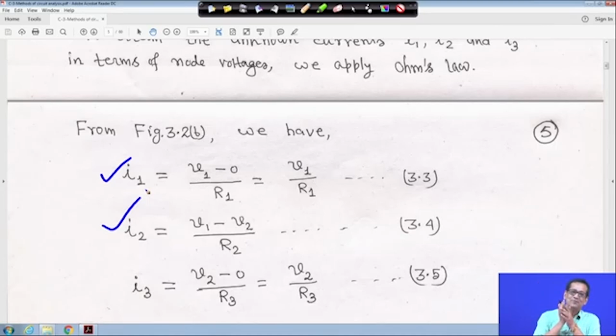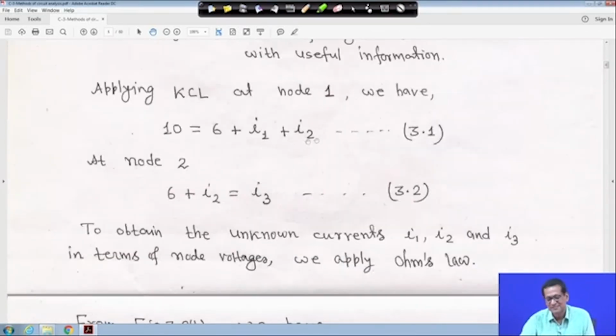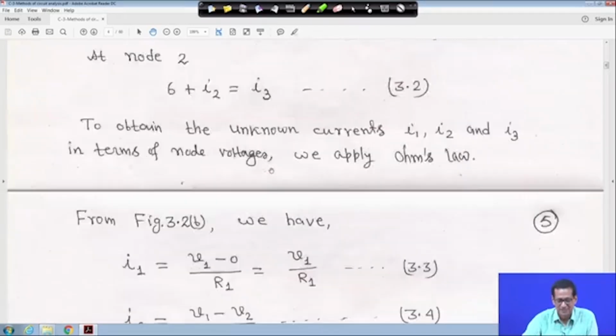I2 means in that branch 2, current flowing from node 1 to node 2. You go back to the circuit, and I have already told you V1 minus V2 upon R2, and I3 also I told you V2 minus 0 upon R3, so V2 upon R3. All these expressions for I1, I2, I3, you just put in these two equations, that is equations 3.1 and 3.2. All the I's should be replaced by these expressions, so it will be equations of V1 and V2, right, linear equations.